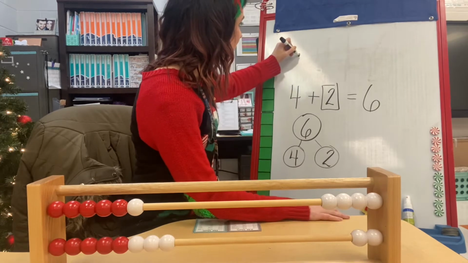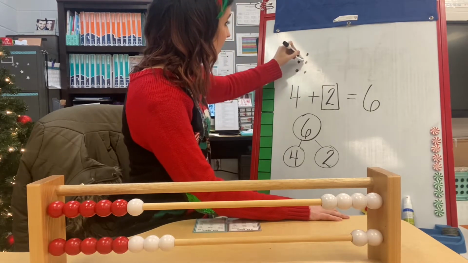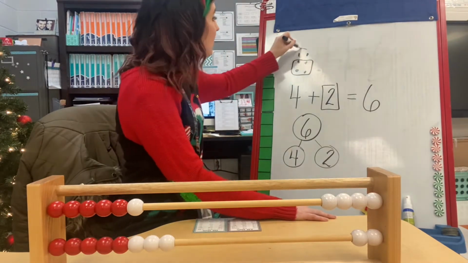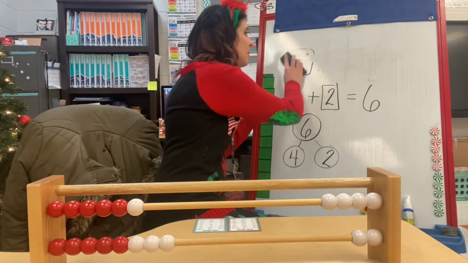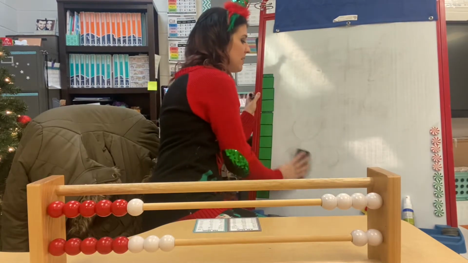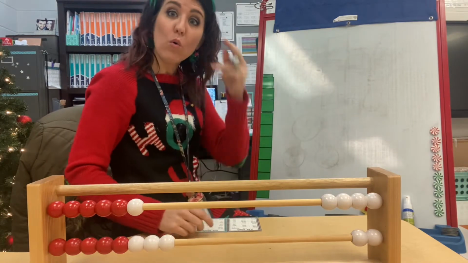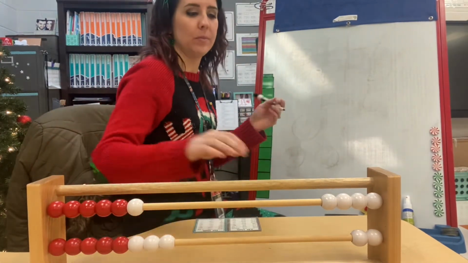And check this out. I can prove it, because here is 6. If one of the parts is 4, the other part has to be 2. Ta-da! We call these types of problems missing addends because we are missing one of the numbers that we add with. Missing addend, or missing part, because it's one of the parts that's missing. Let's do another one. Slide your beads back.